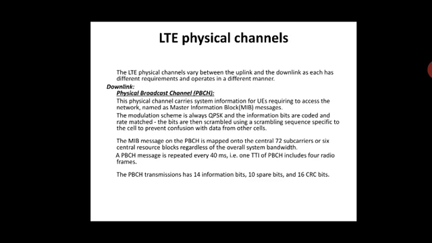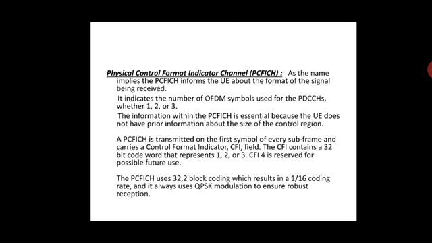I hope you can understand. This is something like a spy: every 20 milliseconds it will refresh your network. We call it the refresh rate, simple as that. The PBCH transmission has 14 information bits, 10 spare bits, and 16 CRC bits. We need not worry about these details. This is the channel that sends the MIB message to the user entity, and it gets refreshed every 40 milliseconds.